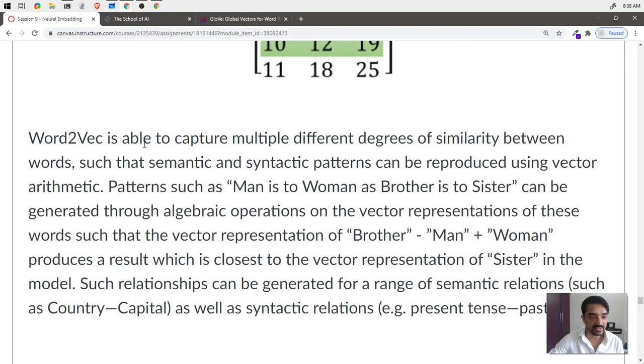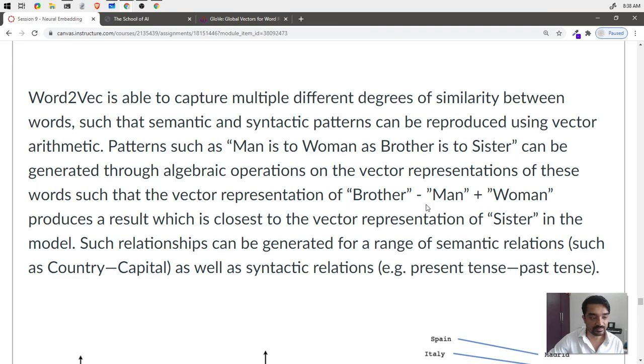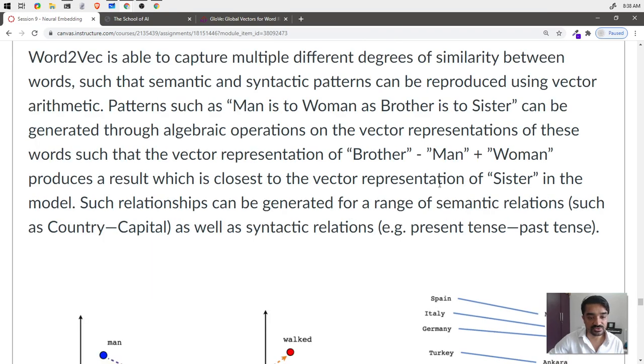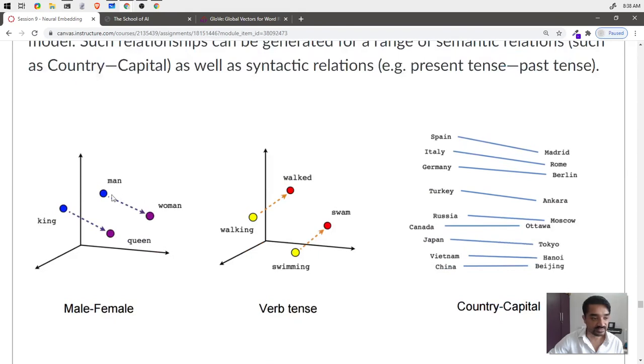Now, word2vec is able to compute multiple different degrees of similarity between the words, such as semantic and syntactic, because that is how we train it. Man is to woman as brother is to sister can be generated through algebraic comparison. We can look at this comparison where brother minus man plus woman produces a result closest to a vector representing a sister. You can see some examples here: man, woman, and king and queen, right? So they have a similar geometrical relationship.